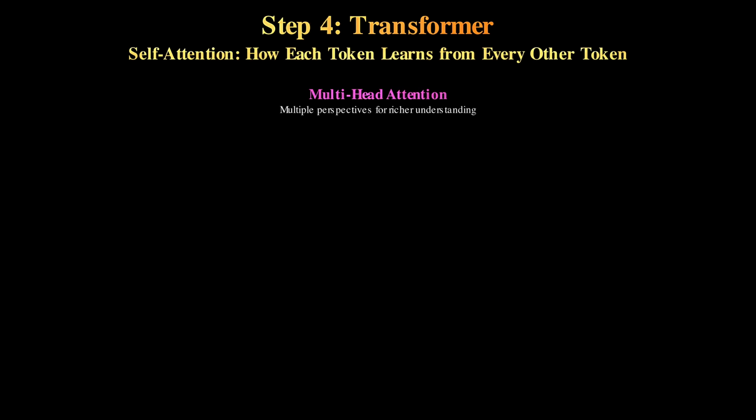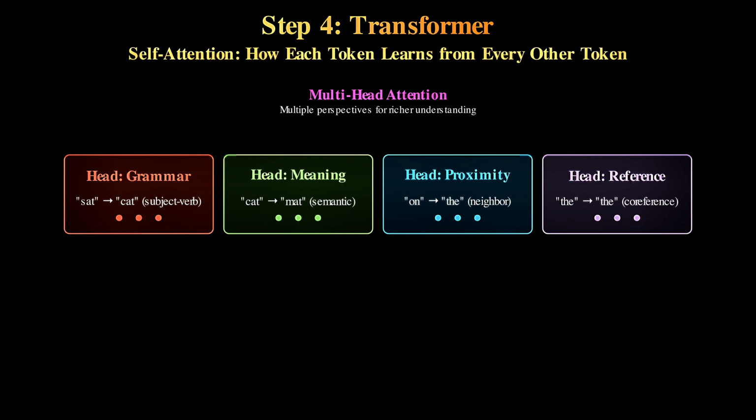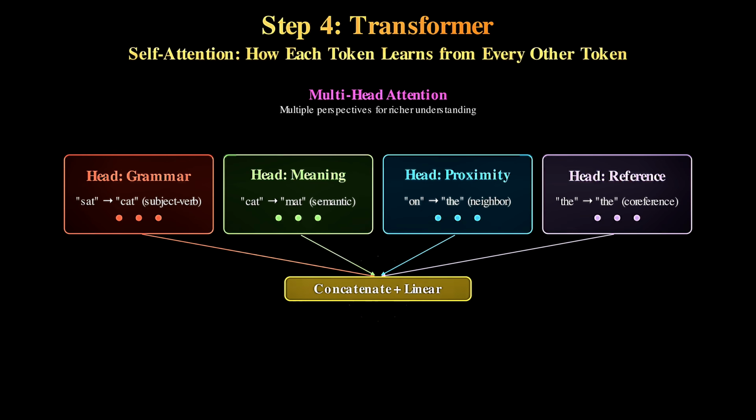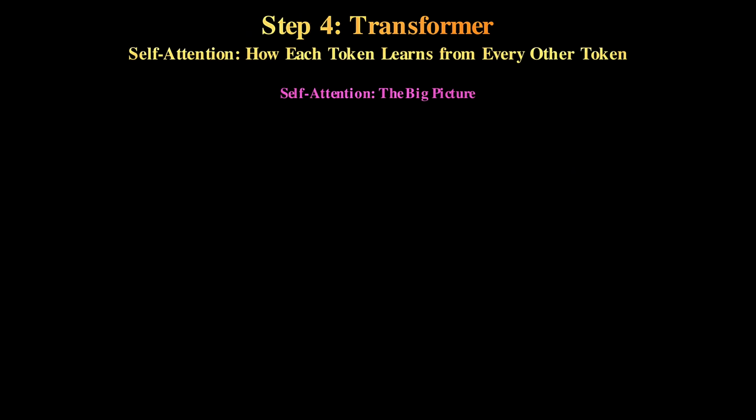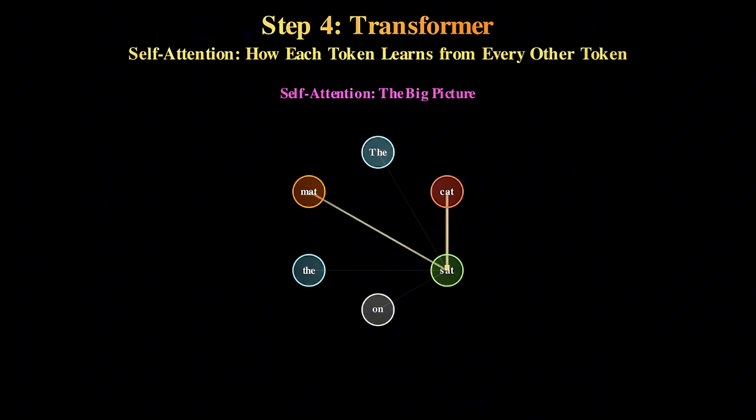Finally, multi-head attention runs several attention mechanisms in parallel, each one specializing in a different type of relationship. One head might focus on grammar, another on meaning, another on proximity. Their outputs are combined for a richer understanding. Self-attention is how transformers understand relationships between tokens.